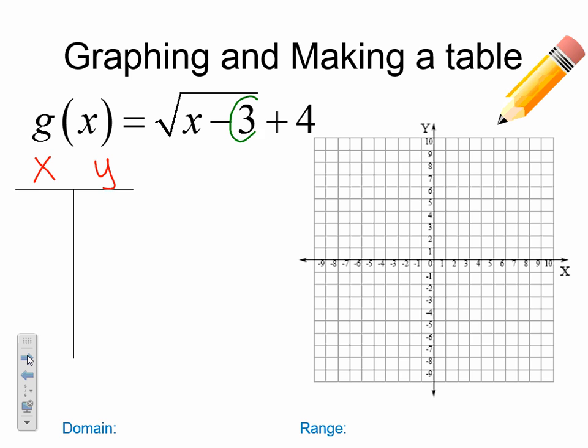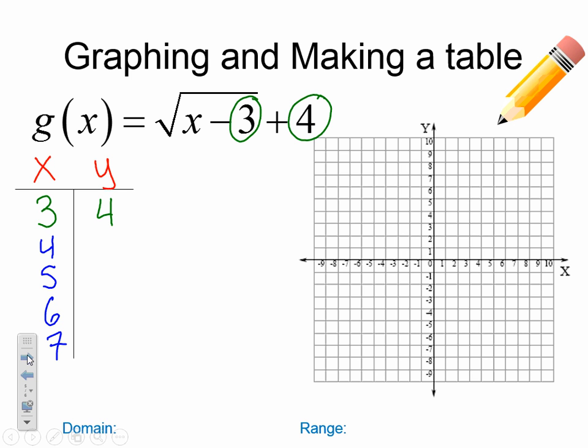So this is going to be 3, because it's always the opposite, and this one right here is going to be 4. So that's our starting point, at 3, 4. That's where we're going to grab our numbers for starting. And then we're just going to go up from there. So for x values, I'm going to use 4, 5, 6, and 7.